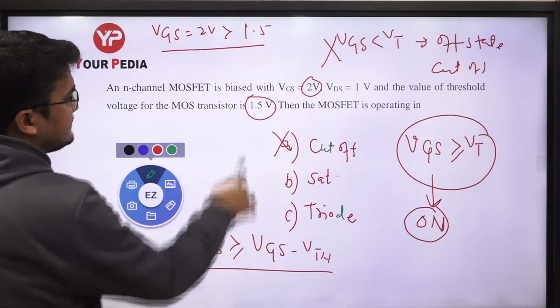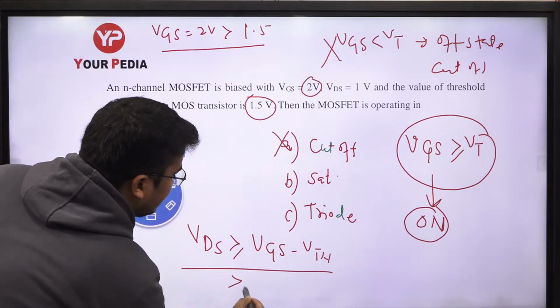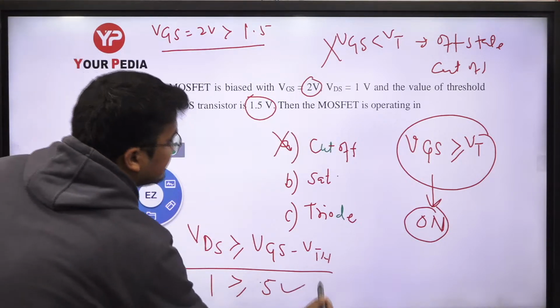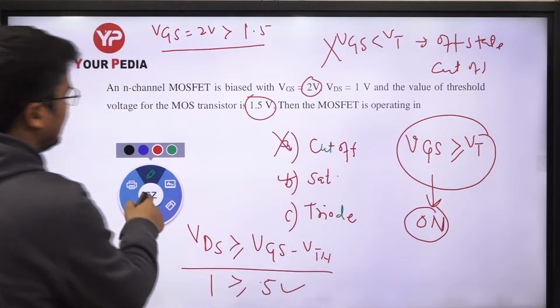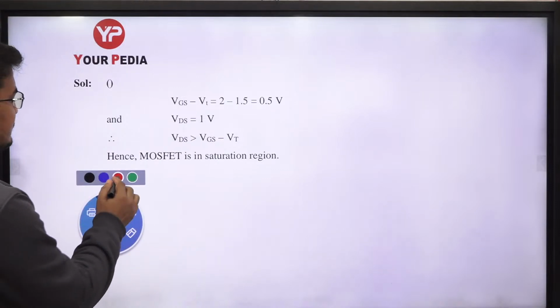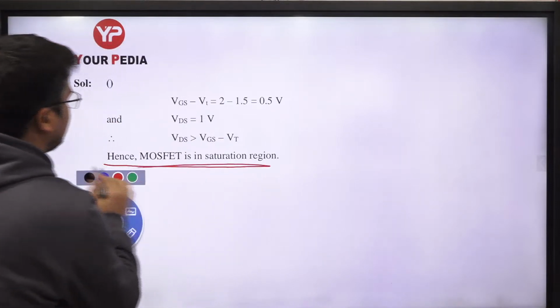What is the threshold voltage? It is 1.5. So what will we be getting? We will be getting here 0.5. What is VDS? VDS is given as 1. Yes, this relation is true. The answer will be saturation mode. You can see I have also put the solution down here in the section. So the MOSFET is operating in the saturation mode.